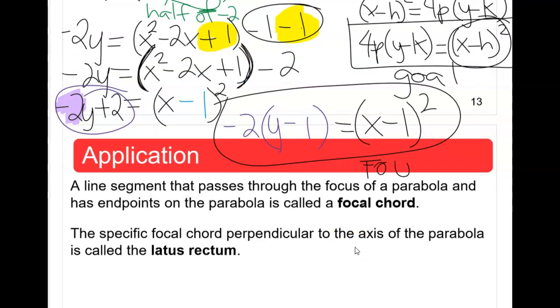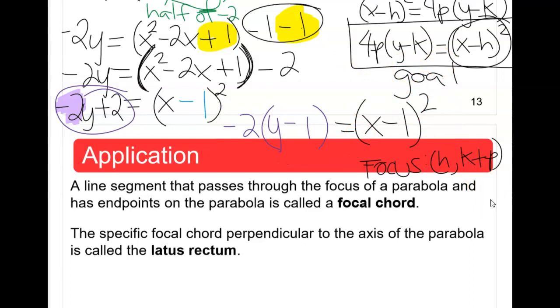So focus: h comma k plus p. And that is because we're talking about a downward parabola. So the focus is going to become the point. h will be, remember, that is always the number that goes with x, so that'll be a 1, and k is also a 1.